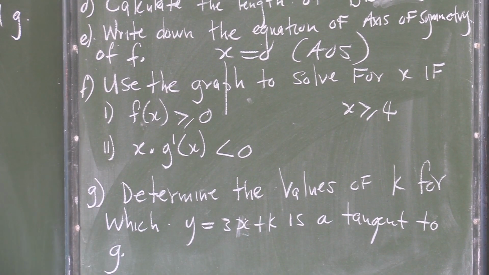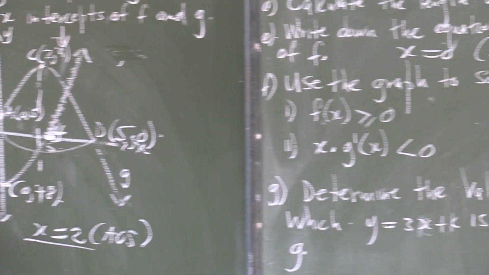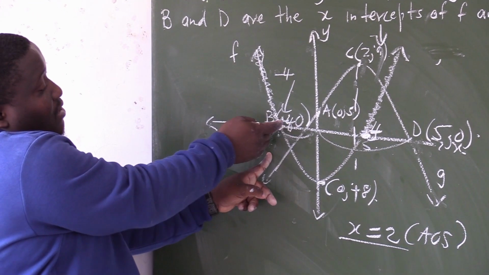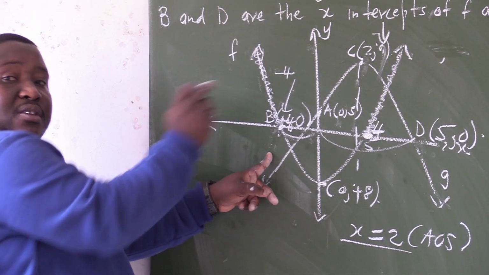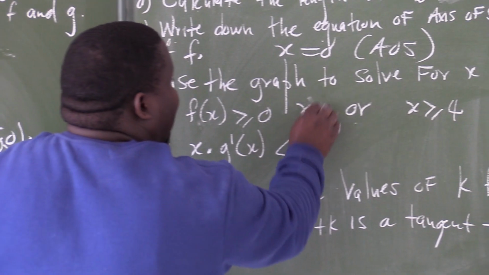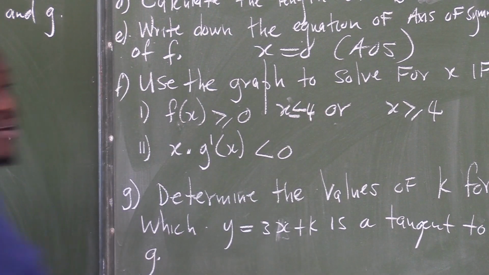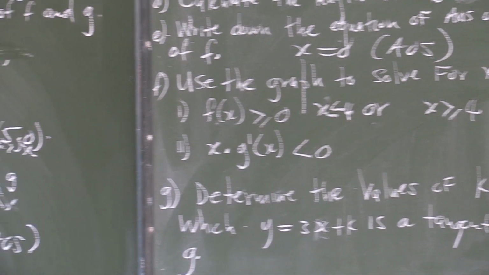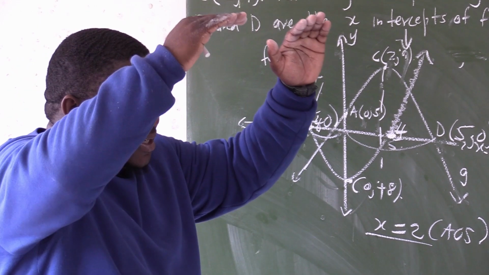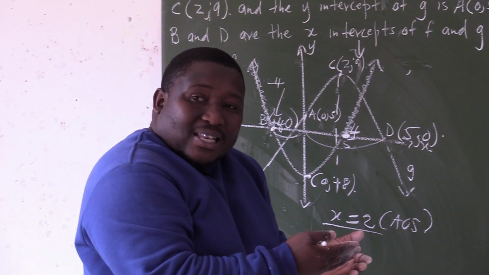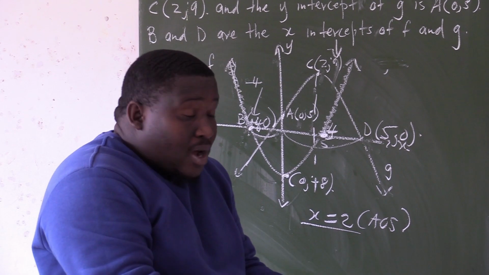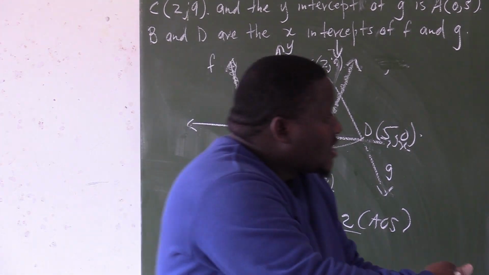Then there's another one. From negative 4 to the left of negative 4. Why left of negative 4? Because on the left of negative 4, the graph of f has positive y values. Therefore, you're going to say or when x is less or equal to negative 4. So what you need to understand is, if you see f of x greater than 0, it means the graph is above the x-axis. But if you see f of x less than 0, it means the graph is below the x-axis. Because less than 0 means the y values are negative.